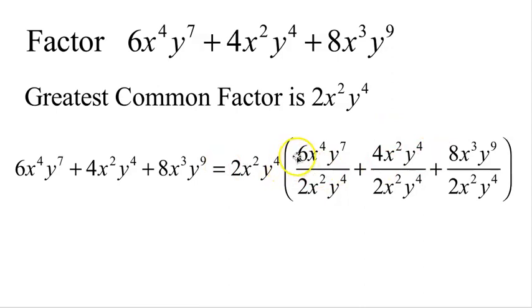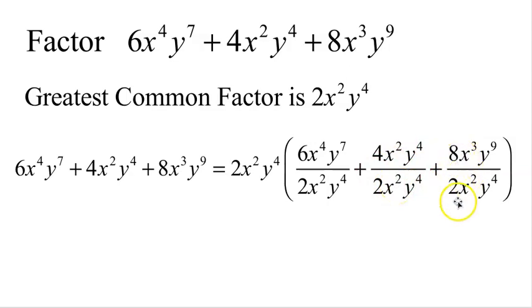So 2x squared y to the 4th times this divided by 2x squared y to the 4th, this divided by 2x squared y to the 4th, this divided by 2x squared y to the 4th. 6 divided by 2 is 3. X to the 4th divided by x squared is x squared. Y to the 7th divided by y to the 4th is y to the 3rd. 4 over 2 is 2. X squared over x squared is gone, 1 over 1. Y to the 4th over y to the 4th, 1 over 1. So all I'm left with here is 2.